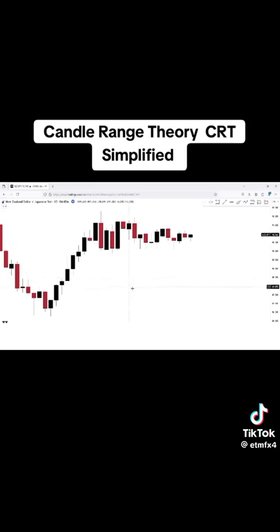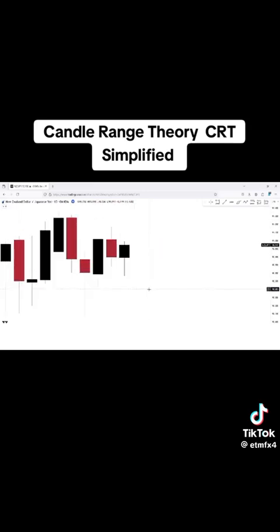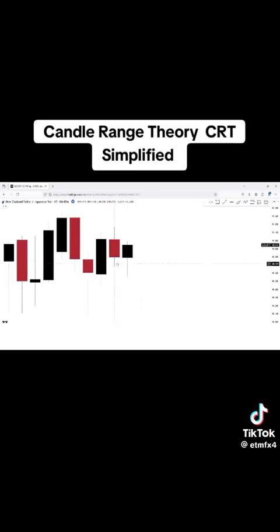So let's talk about instant internal rejection. So what do we have here? We have a bullish candle that's trapped in a bearish candle's range. And what happened? Liquidity's been taken. So price took out the liquidity and closed back inside of this candle's range.